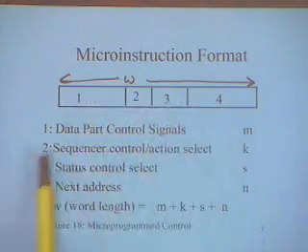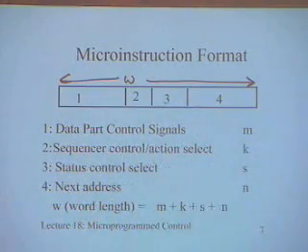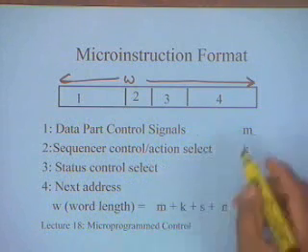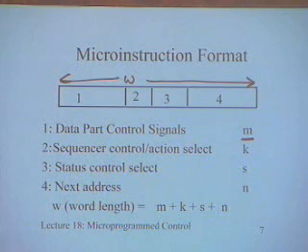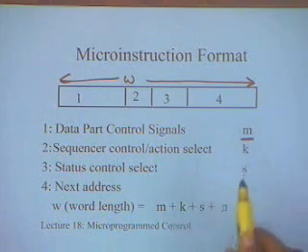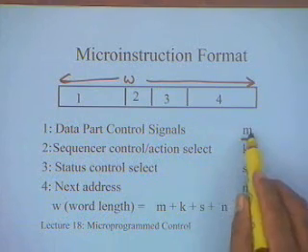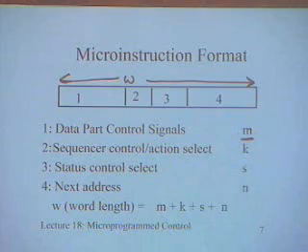There are four parts of it. The first part is the data part, the control signals, and let me call M the number of control signals that are there. We will later on see how this M can be reduced, or what the implications are, and we will see that later. But presently, as far as the interface is concerned, we take it that there are M bits.